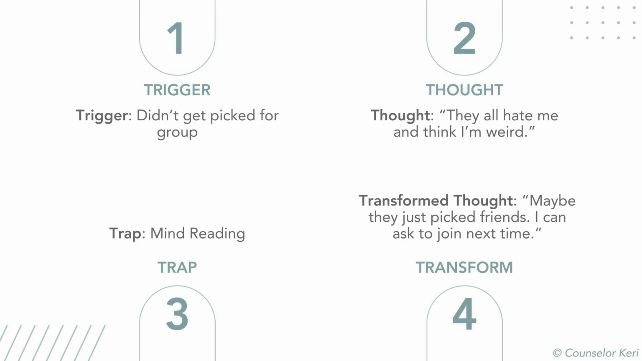Using the 4 T's, we'll start with step 1, the trigger. So the trigger is that the student didn't get picked for a group in class. Then we move on to step 2, the thought. The thought is, they all hate me and think I'm weird.